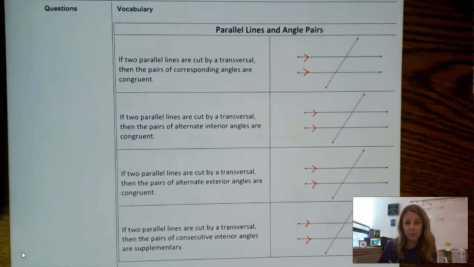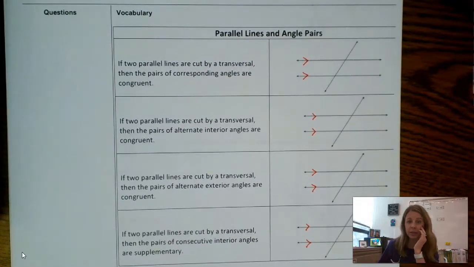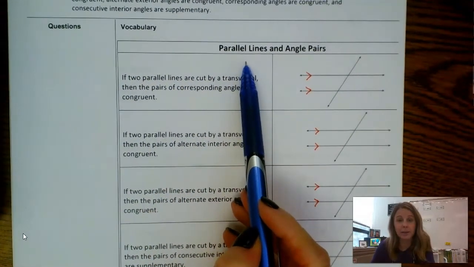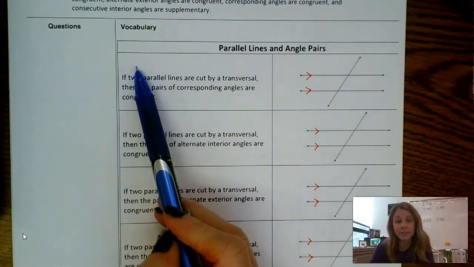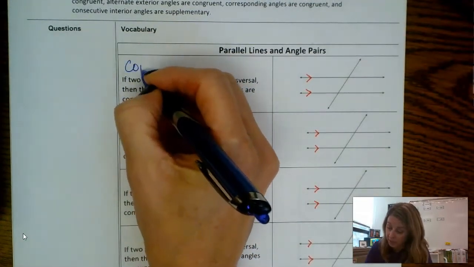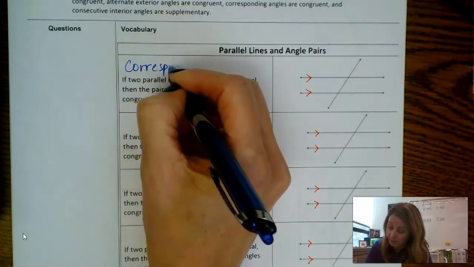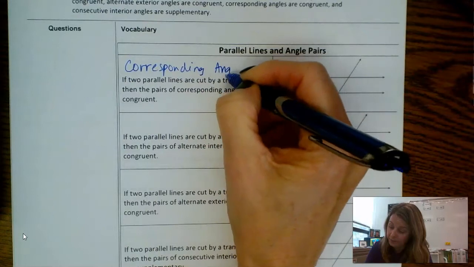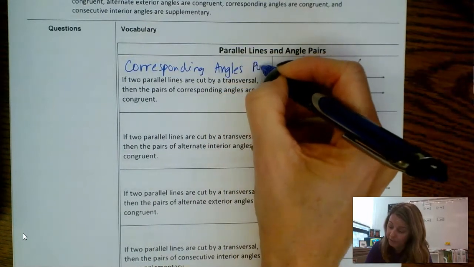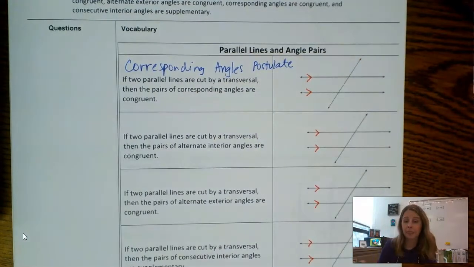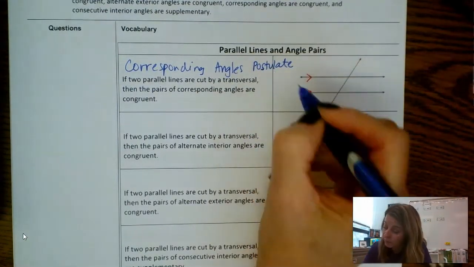Okay, we are going to first deal with corresponding angles. So I left you a spot right here to write the name of the rule. This first one is going to be called the corresponding angles postulate. Corresponding angles postulate. Okay. The corresponding angles postulate.